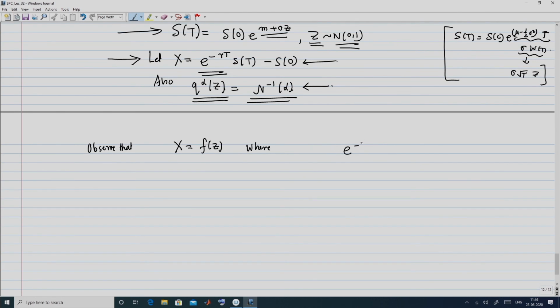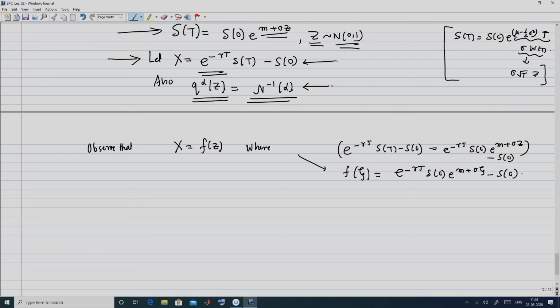So, we have e raised to minus RT, ST minus S0. This is e raised to minus RT into S0 into e raised to m plus sigma z. So, therefore, I can define f of zeta, which is e raised to minus RT S0 e raised to m plus sigma zeta minus S0. So, if I put zeta equal to z, then we get back or recover this relation.